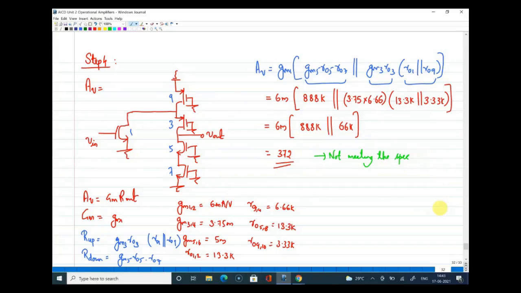In order to check where the improvement is required, if you look at this expression itself, we can say that 888K is a huge resistance, but it is coming in parallel to 66K, which is very small. The low value here is basically coming from this low value. 3.33K looks like a very small value. That is why 3.33K in parallel to 13.3K is giving a smaller value that is affecting the overall gain of the circuit.